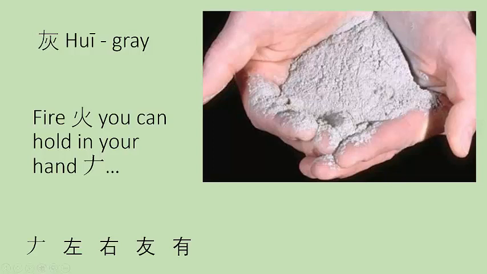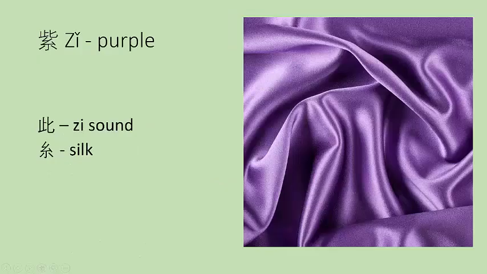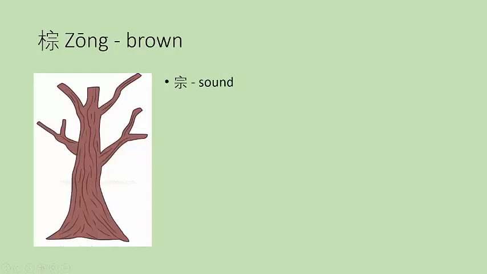We've seen this shape meaning held in the hands in the word friend, 朋友, which is holding another hand because you're friends. And we've seen it before in have, 有. 紫, purple, has the old silk radical because you dyed silks purple, and the sound. 棕, the character for brown, has a tree radical, and so we draw up trees as brown, and then the sound.